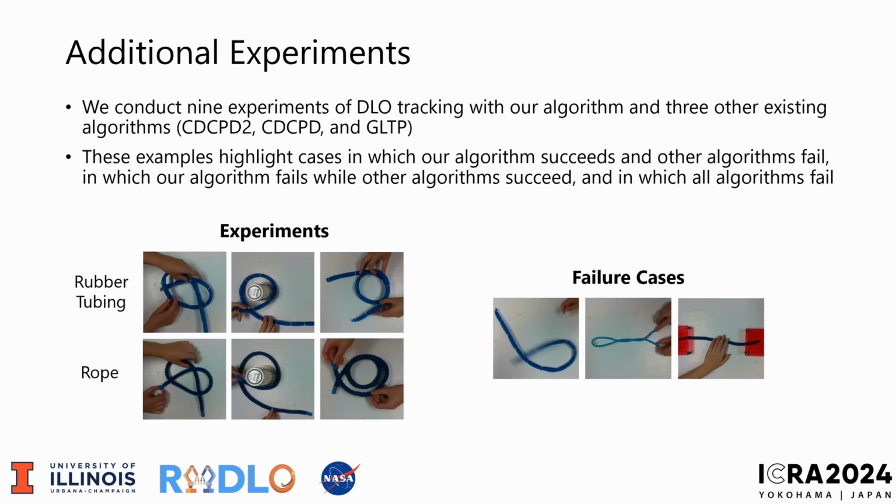We also performed 9 experiments to qualitatively evaluate the performance of our algorithm and 3 other existing algorithms. These experiments highlight cases in which our algorithm succeeds and other algorithms fail, in which our algorithm fails while other algorithms succeed, and in which all algorithms fail. Due to time constraints, we will only show 3 of the experiments. All experiments can be found in our supplementary video.